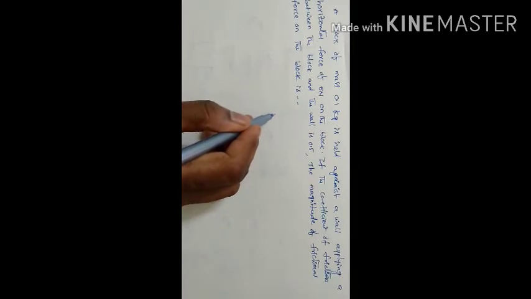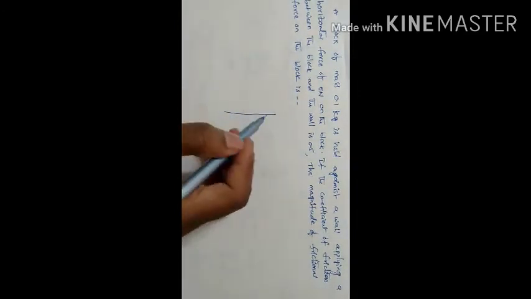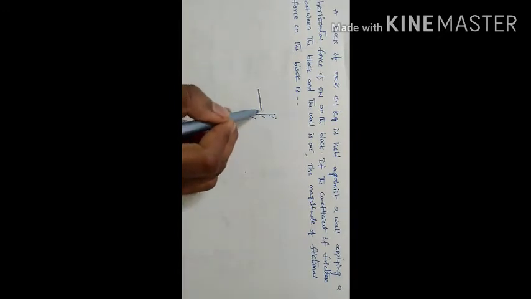Next problem. A block of mass 0.1 kg is held against a wall by applying a horizontal force of 5 newtons on the block. If the coefficient of friction between the block and the wall is 0.5, the magnitude of the frictional force on the block is... Let us assume this is the wall. We are going to place one block against the wall.